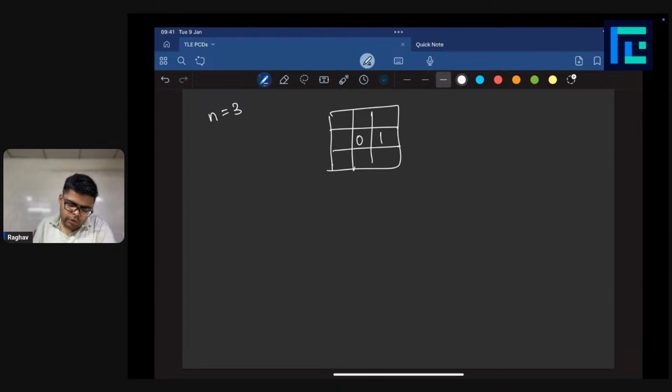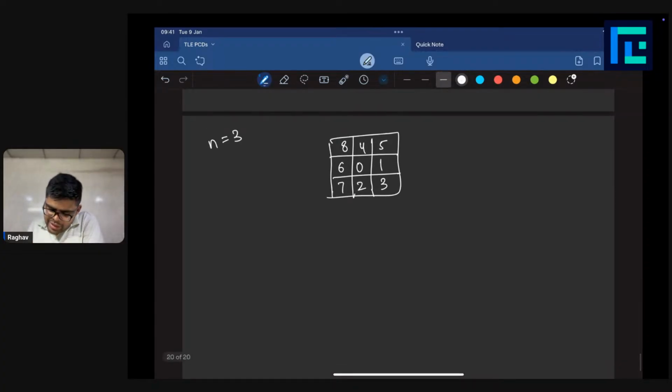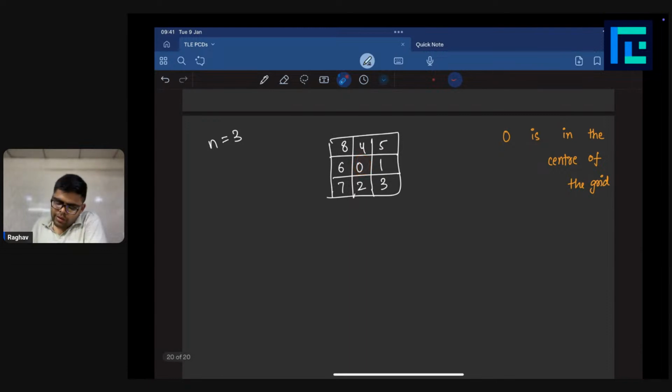It looked something like 0, 1, 2, 3, 4, 5, 6, 7, and 8. So in this case, the first thing that I noticed right away from this solution is that 0 is at the center. How is this beneficial for us? If you have 0 at the center, then there will be many subgrids that you will form now. Like there will be maximum number of subgrids that are having 0.